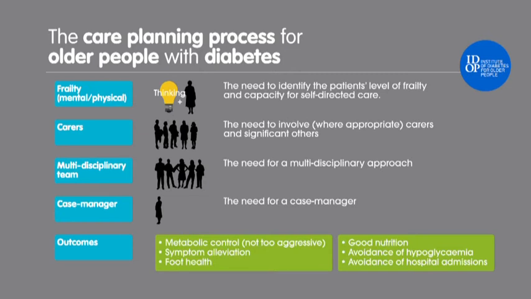It is also important to minimise harm and risk to older people, and there is some emerging evidence that being too aggressive in diabetes care can be hazardous for older people. Therefore, while we should seek to avoid complications in older people, the range of outcomes to be addressed may need to be broader, considering other factors such as symptom alleviation, foot health, good nutrition, avoidance of hypoglycemia, and avoidance of hospital admissions.